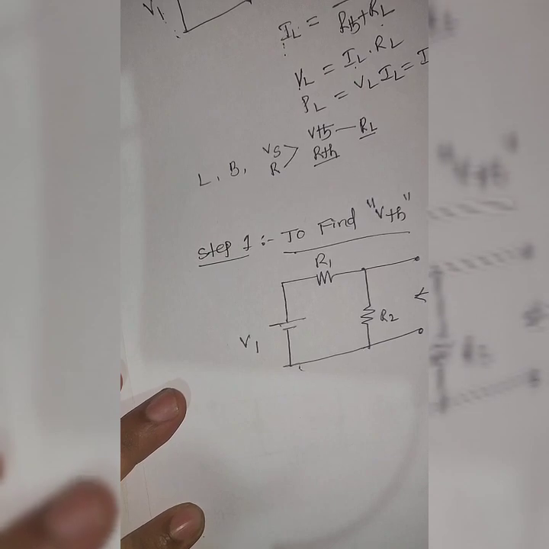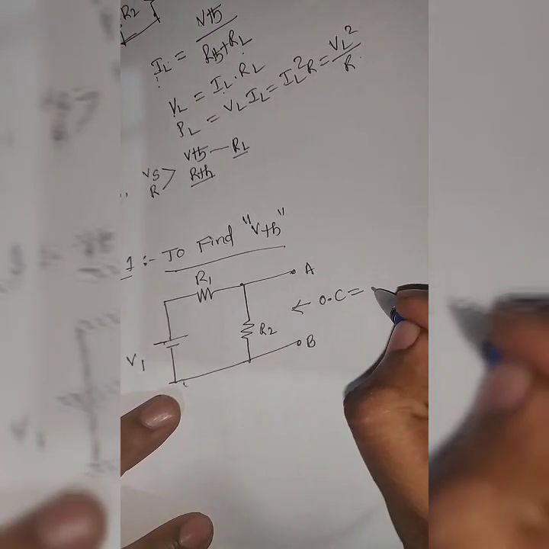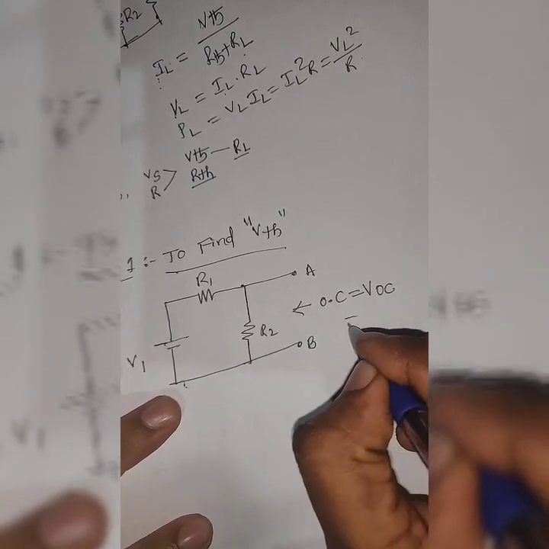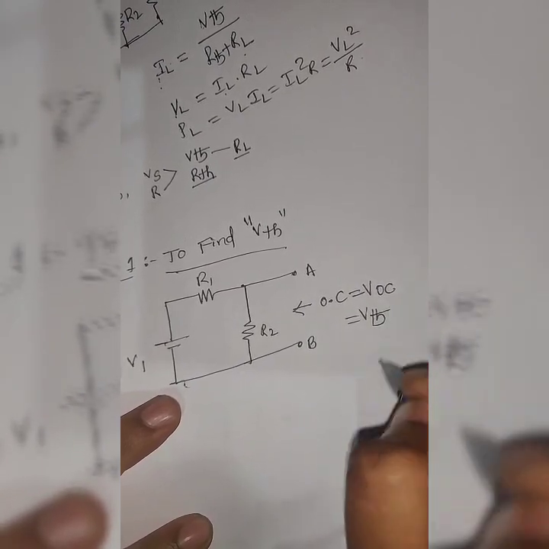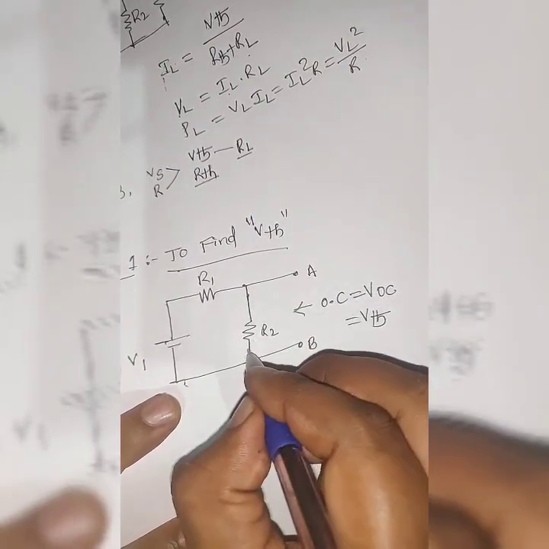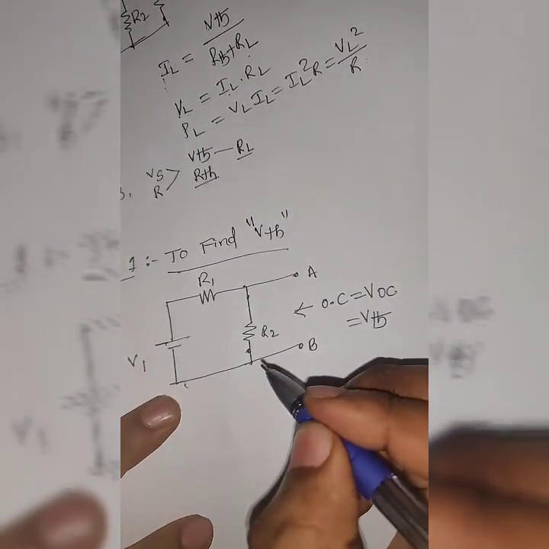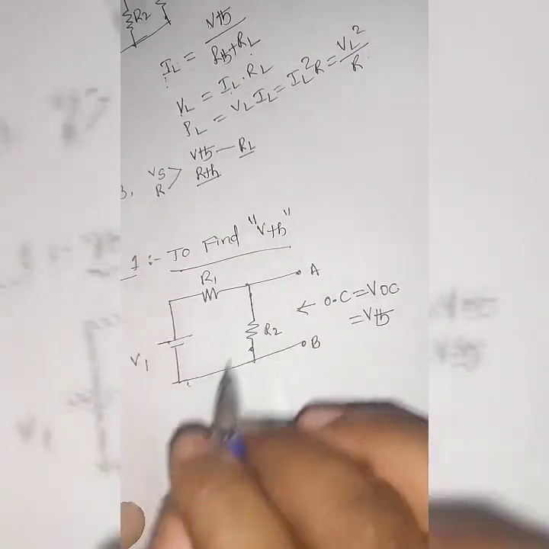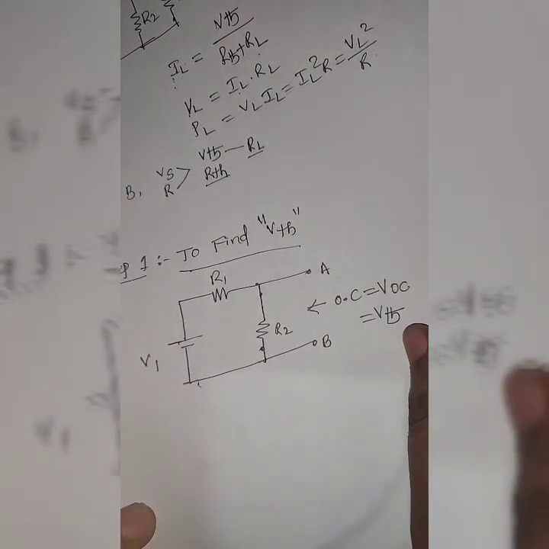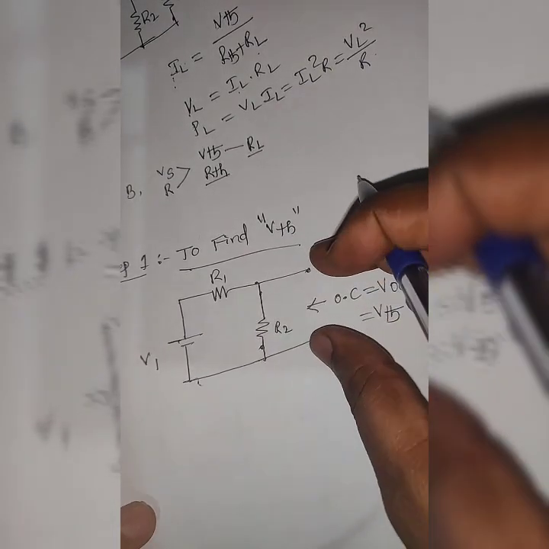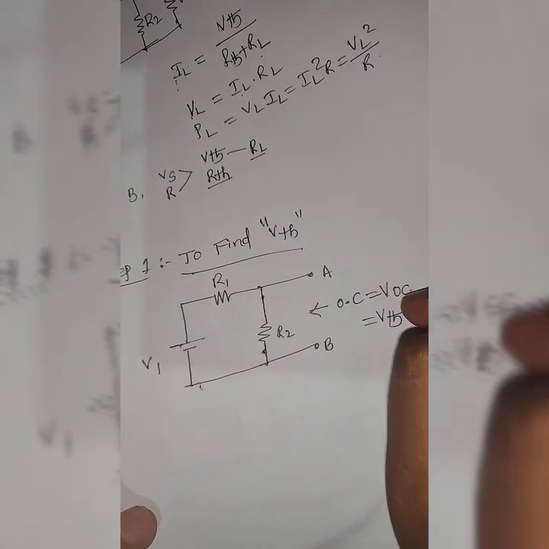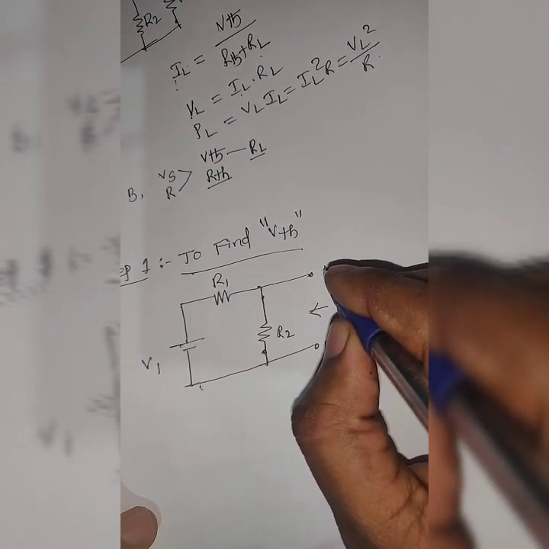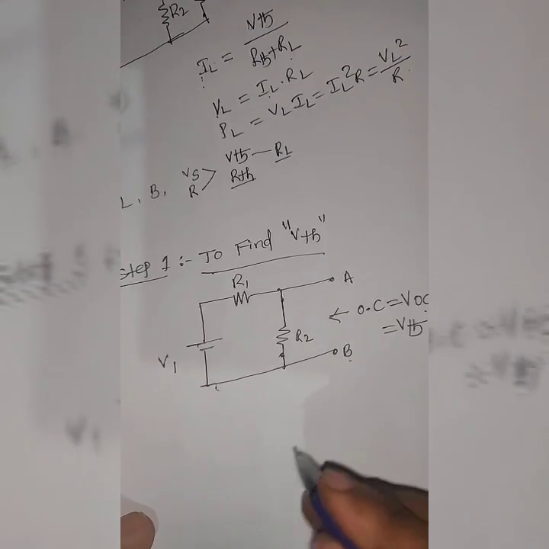Whatever voltage is available at these open circuit terminals is VOC, also called Thevenin's voltage VTH. It is nothing but the voltage across the R2 resistance. For every circuit we have to do it in this way only. Just remove the load resistance RL between the terminals. That voltage is called the open circuit voltage. The voltage between terminals A and B is called the open circuit voltage.